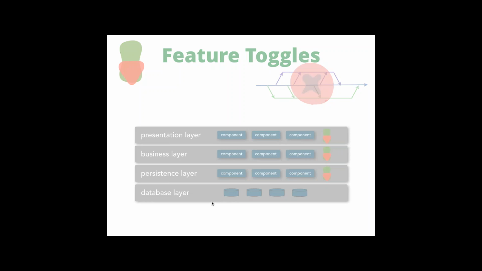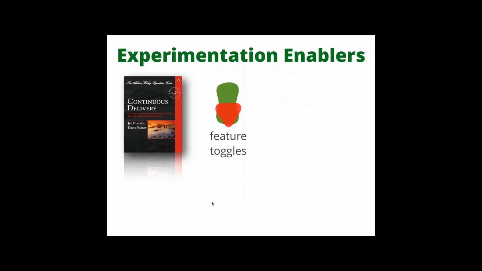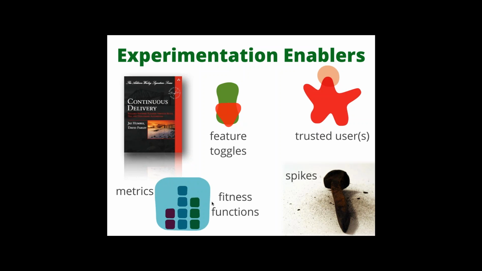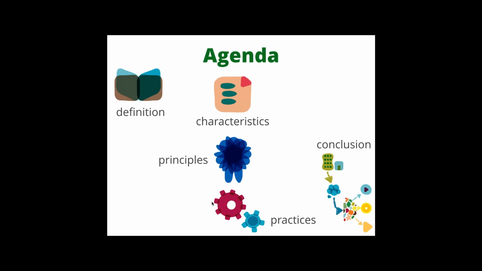Having that capability really becomes an experimentation enabler. In fact, many of these continuous delivery practices enable you to do that, along with things like spikes, which is really common in the Agile world, time-boxed experimental coding exercises, having a trusted user that you can play experiments on, and a combination of both metrics and fitness functions that let you know if your architecture is getting better or not. Which brings us to one of the really great advantages of having something like an evolutionary architecture, because it can change the way that you think about and build systems.